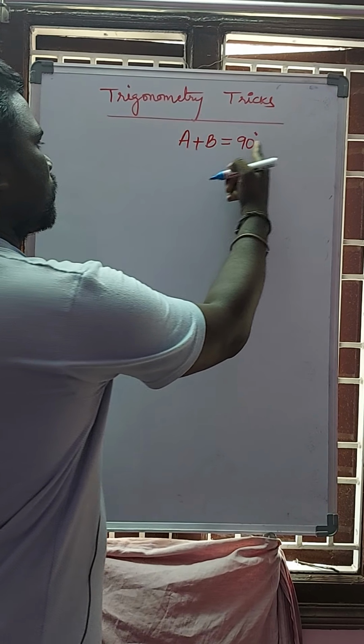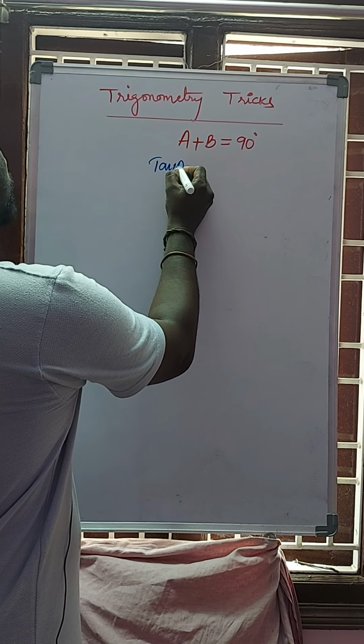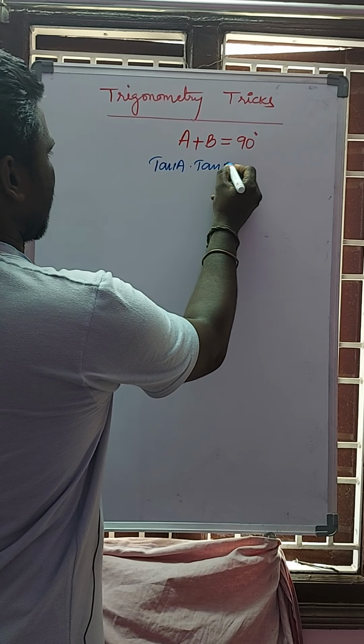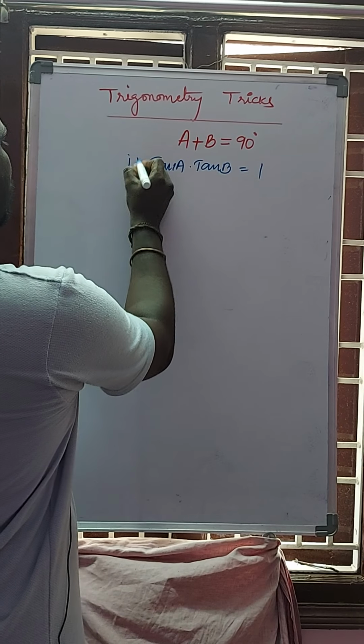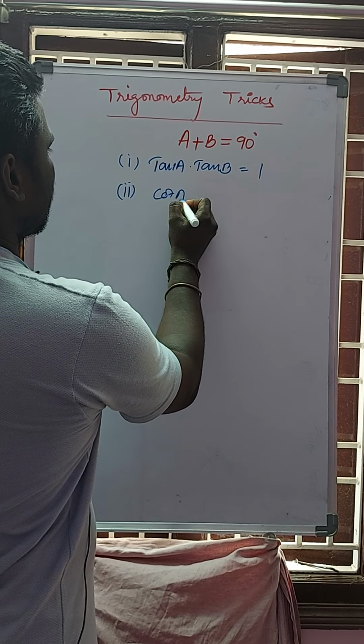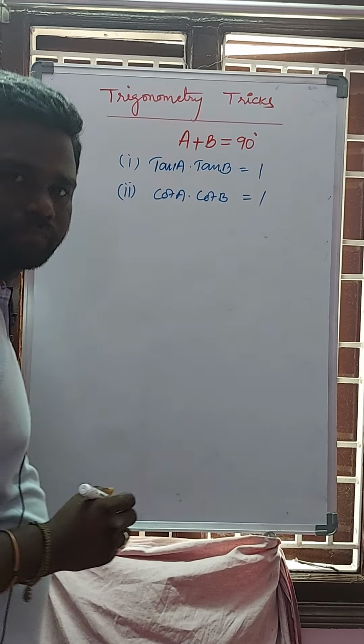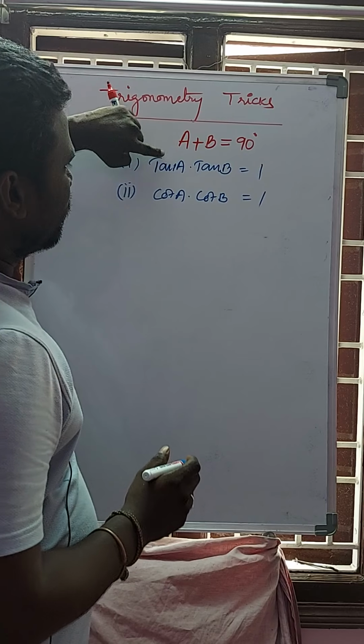So if A plus B equal to 90, then we have two conditions. That is tan A into tan B equals 1. So this is the first one, and the second one is cot A into cot B is also equal to 1. So how does this happen?